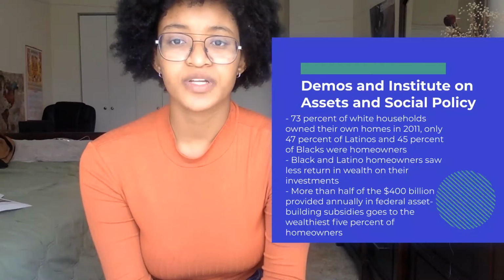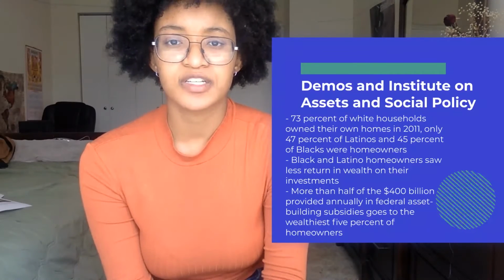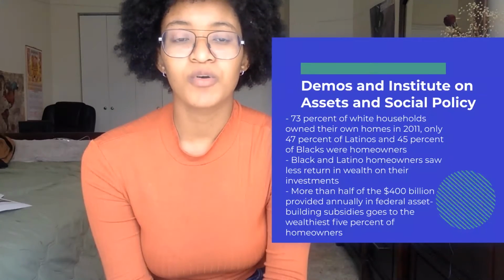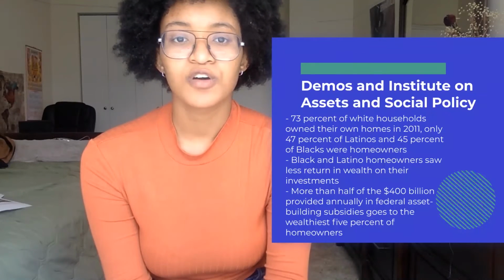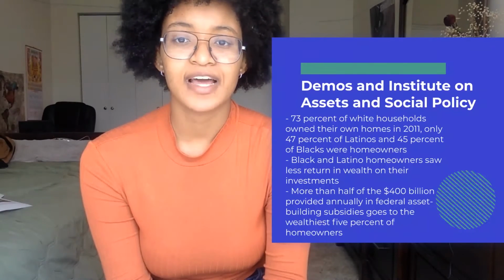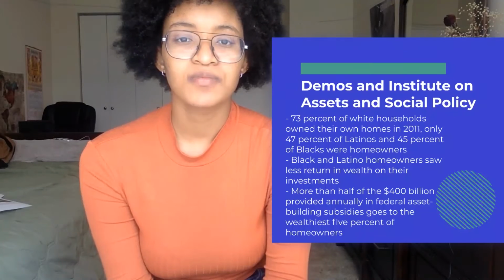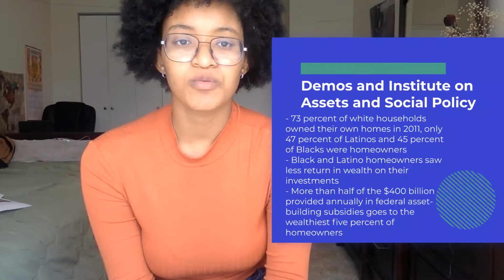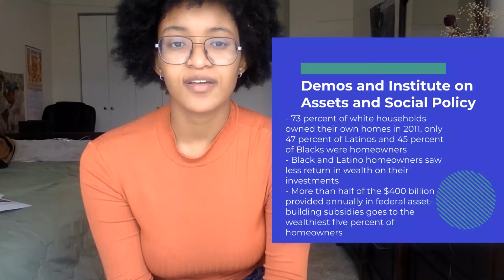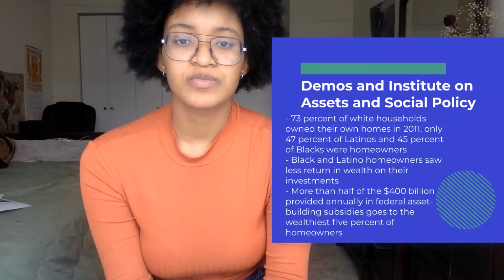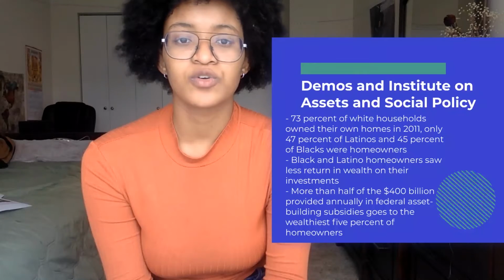The study also mentions that the Corporation for Enterprise Development finds that more than half of the $400 billion provided annually in federal asset building subsidies, policies intended to promote homeownership, retirement savings, economic investment, and access to college, flow to the wealthiest 5% of tax-paying households. Meanwhile, the bottom 60% of taxpayers receive only 4% of these benefits, and the bottom 20% of taxpayers receive almost nothing. Black and Latino households are disproportionately among those receiving little or no benefit.